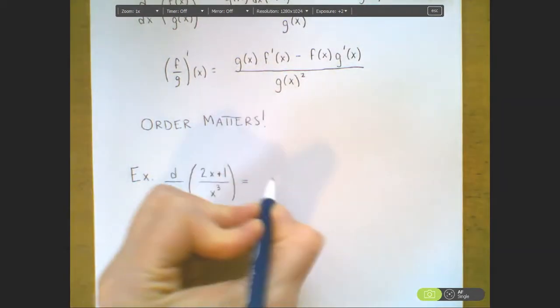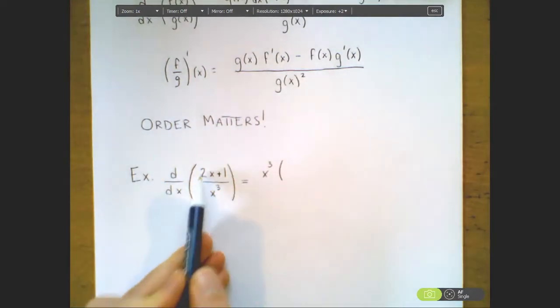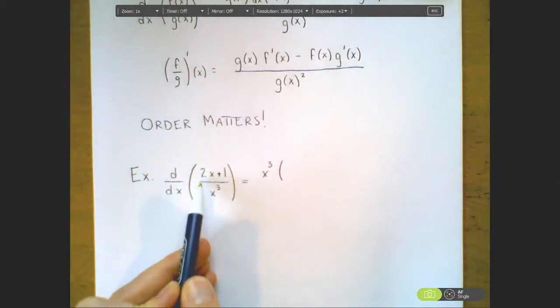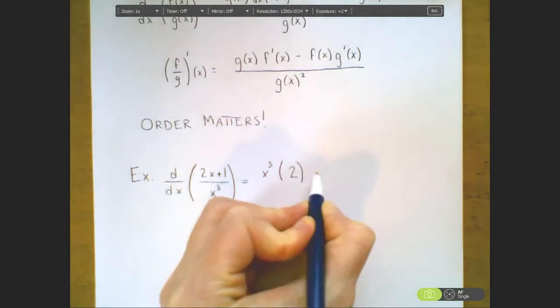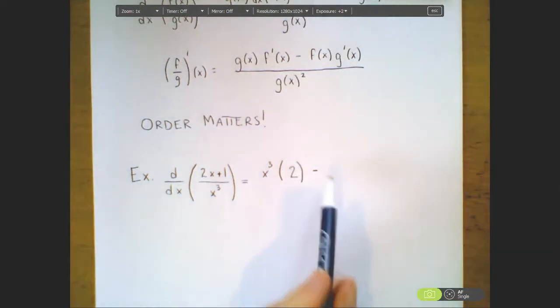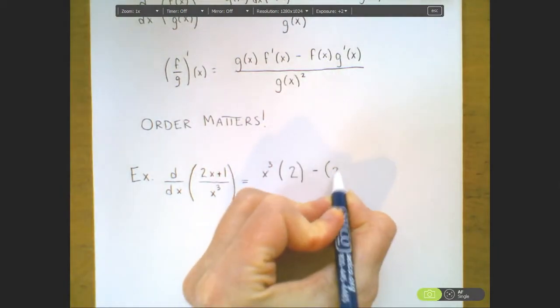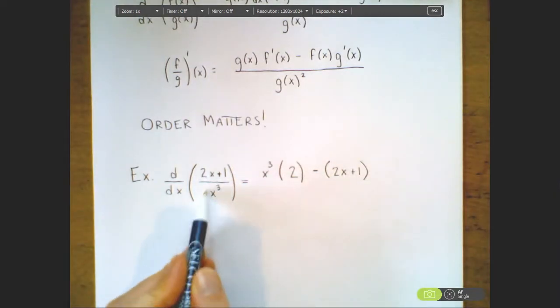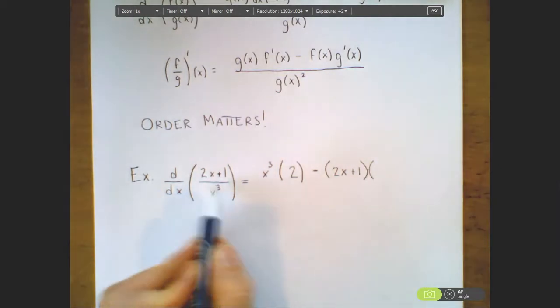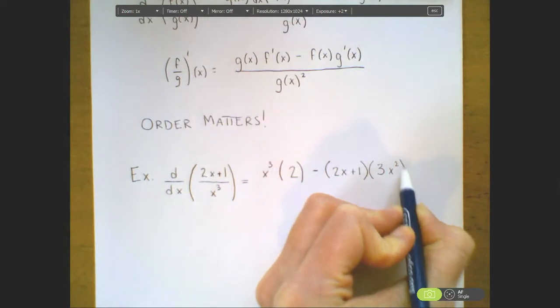So I'm going to take my bottom function, which is x cubed, and I'm going to multiply it by the derivative of the top function. In this case, my top function is another linear function, and it has a slope of 2, so I know that my derivative is 2. And then I subtract off f of x, that's our top function. So our top function in this case is 2x plus 1 times the derivative of the bottom function. And the derivative of the bottom function by power rule is going to be 3x squared.